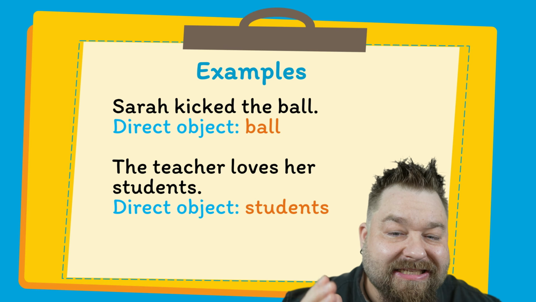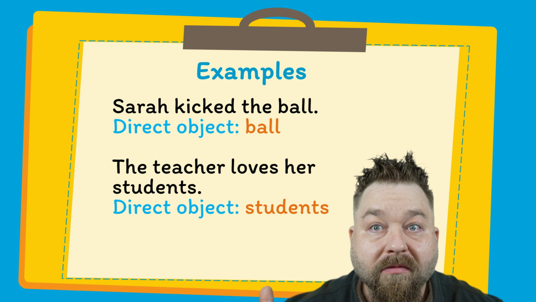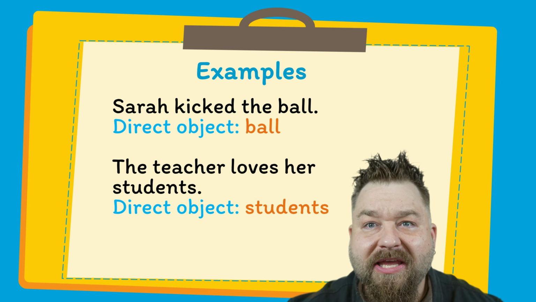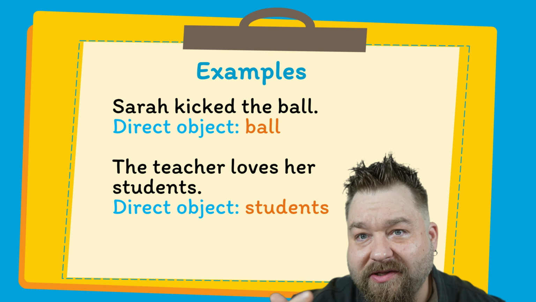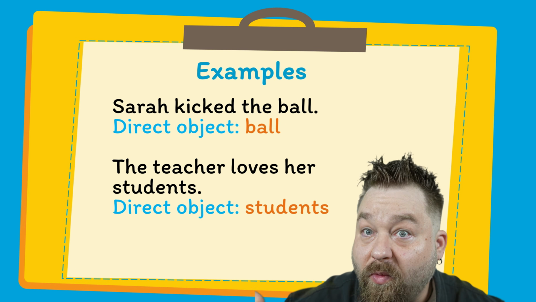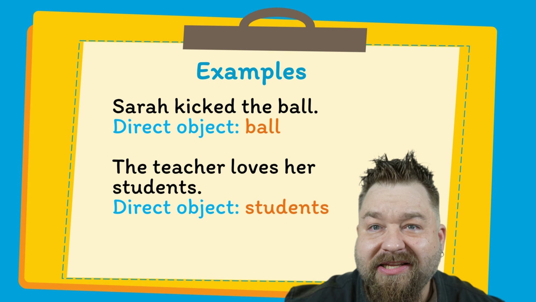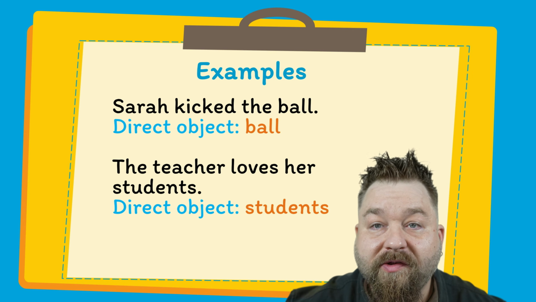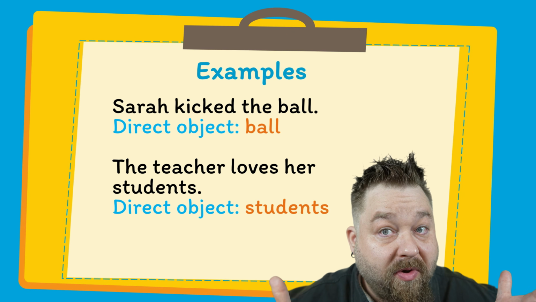You know how we do it here. I will show you an example so it just sinks in and it makes way more sense. Take a look at this. Sarah kicked what? The ball. What did Sarah kick? The ball. See how it answers that what question? What did she do? She kicked what? The ball. So our direct object is the ball.